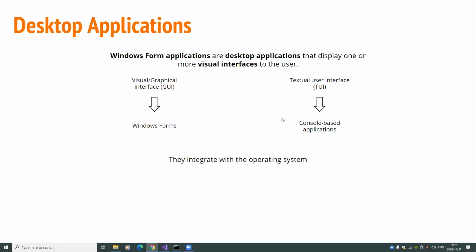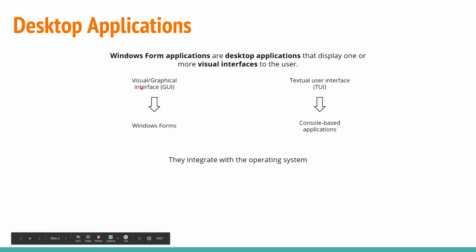Okay, and basically this was setting up this idea that there are two types of desktop applications. There are desktop applications that have a visual or graphical interface. That would be like a Windows Forms application. That's how we would create applications with these GUI interfaces, I mean, graphical user interfaces. And then there are console-based applications, which have this textual user interface that we've been working with since the start of this lecture. So these are the two types of desktop applications that I showed you guys at the beginning of chapter 5.